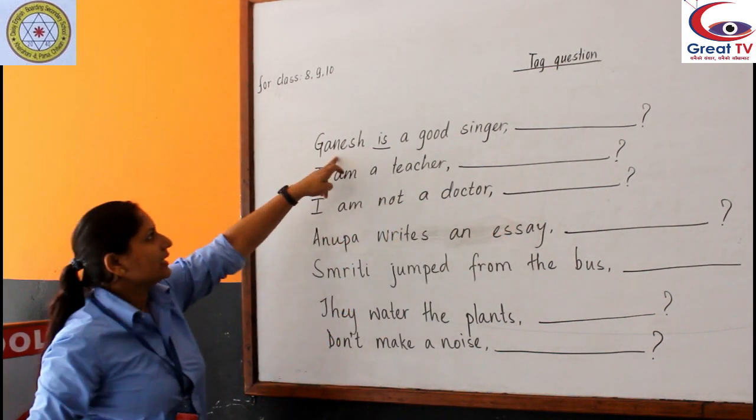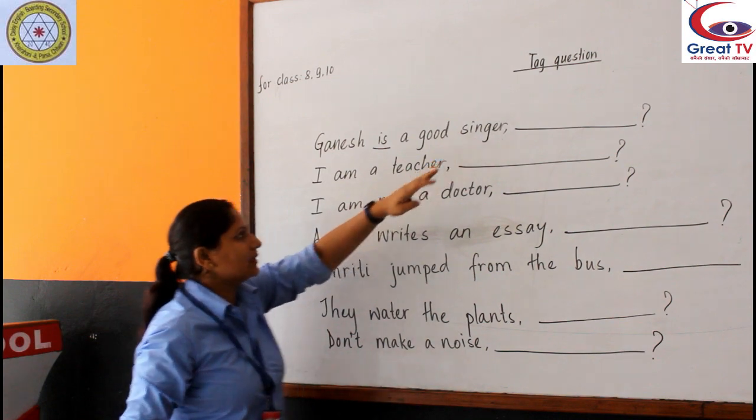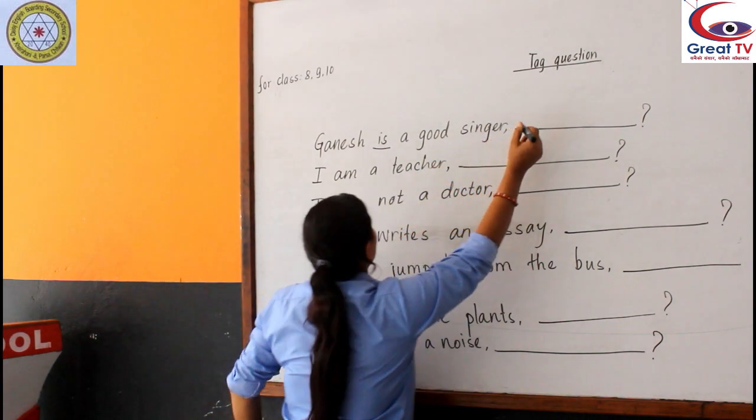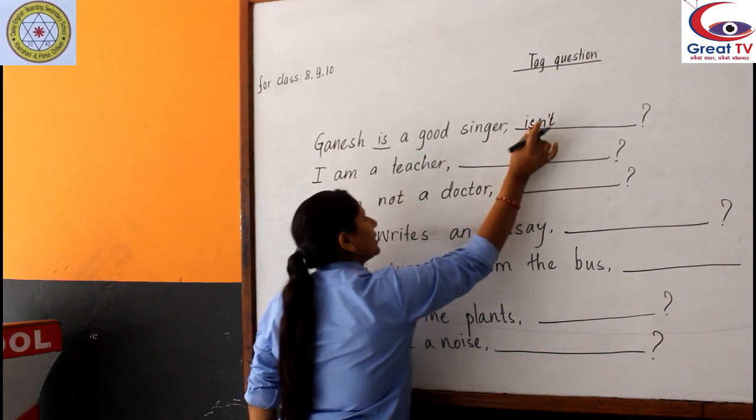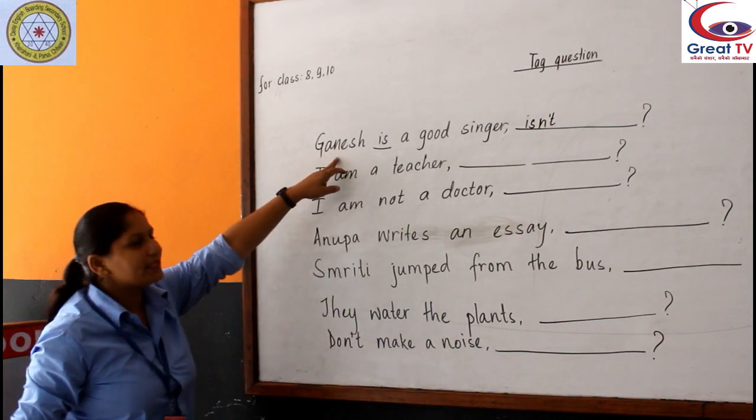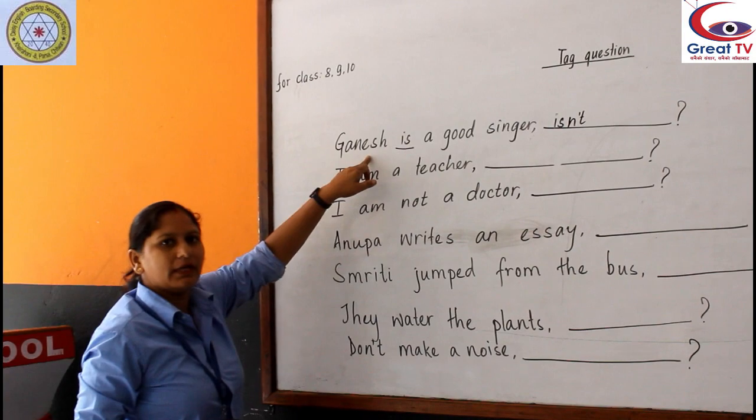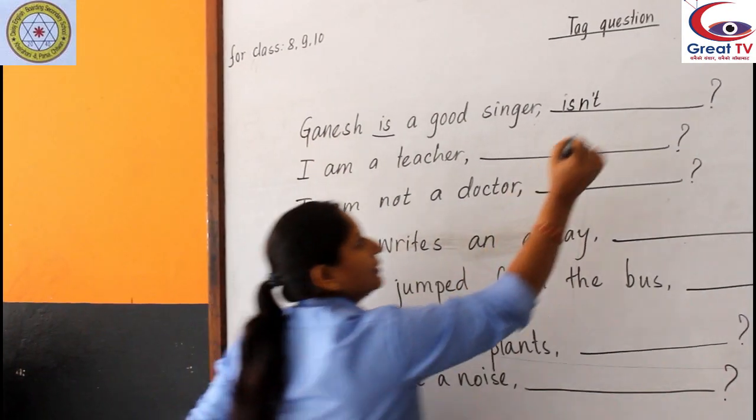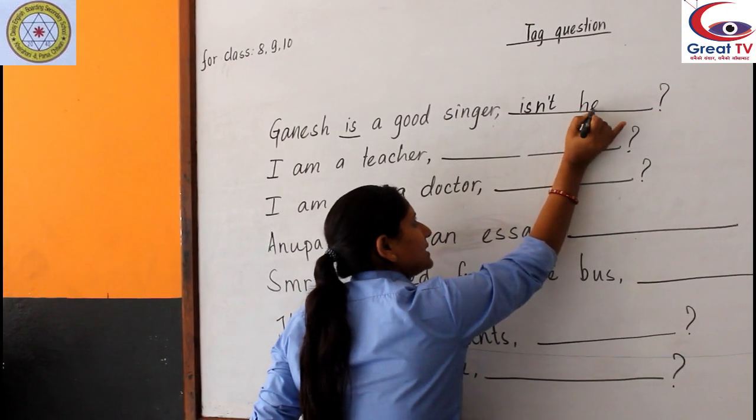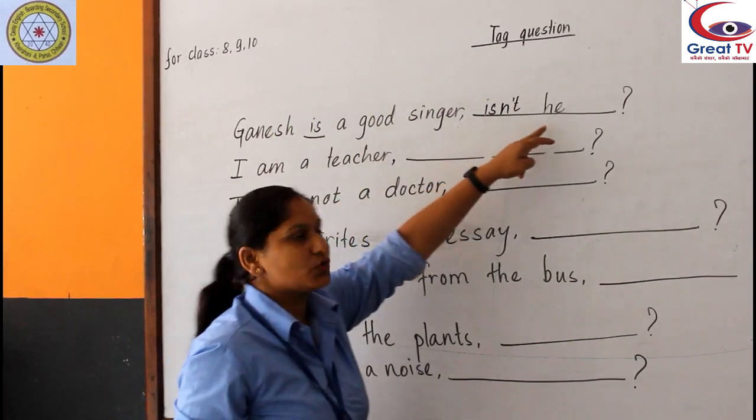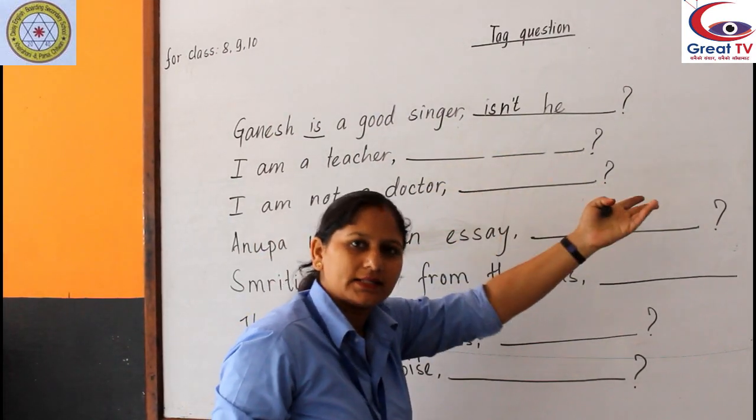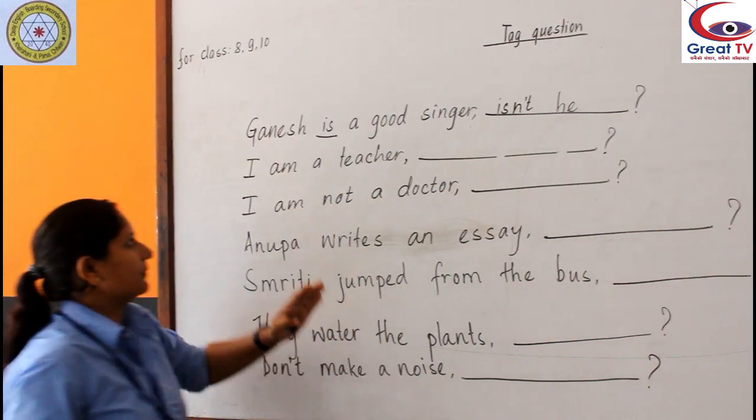So Ganesh is a good singer. To write its tag, isn't. Since Ganesh here is a noun and is male, while making it a pronoun, isn't he. Ganesh now changes into he, as we already discussed before.